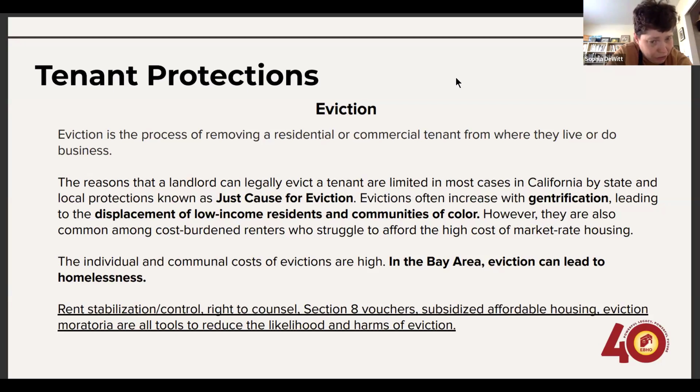Rent stabilization and rent control policies, as well as things like right to counsel policies, Section 8 vouchers, additional creation of affordable housing, and eviction moratoria are all important tools to reduce the likelihood and the harms that come from eviction. Next slide.